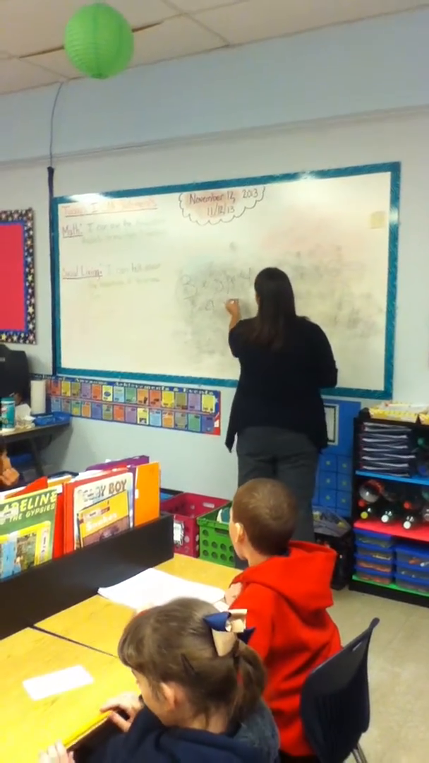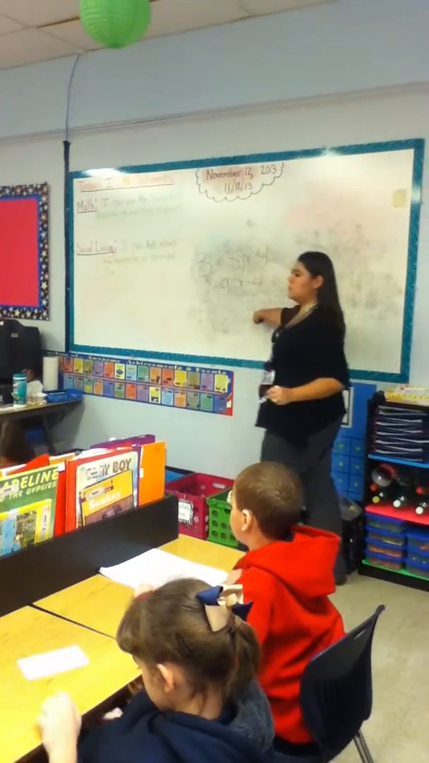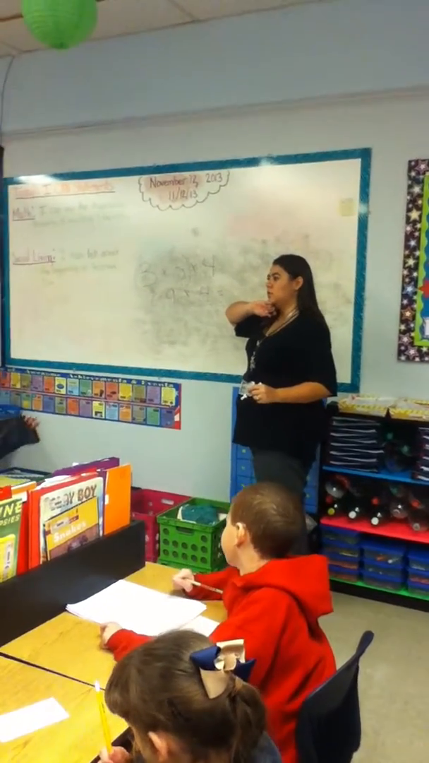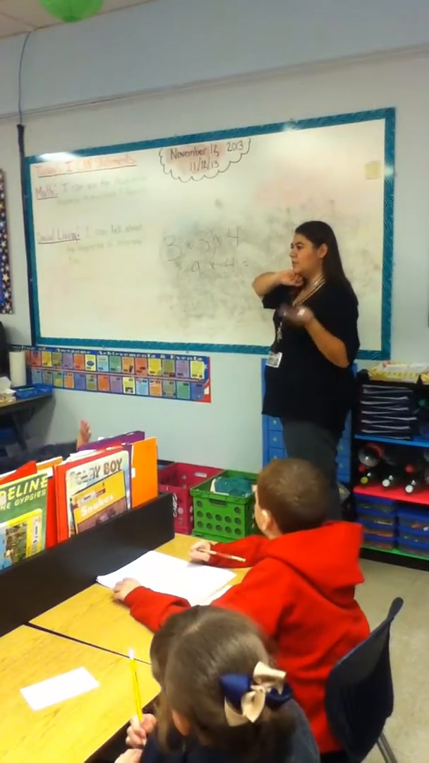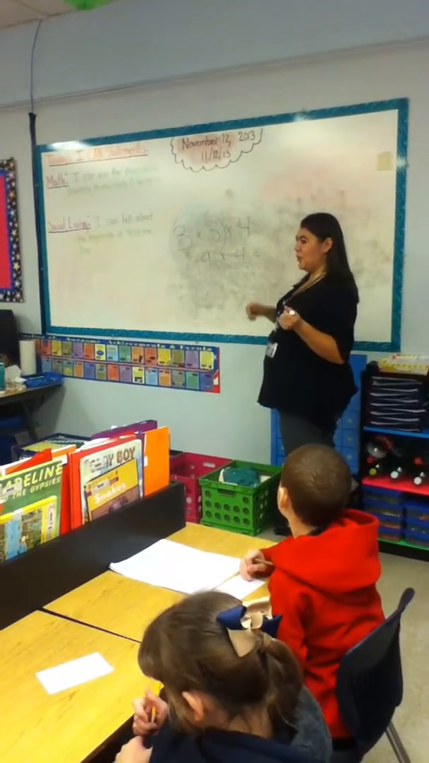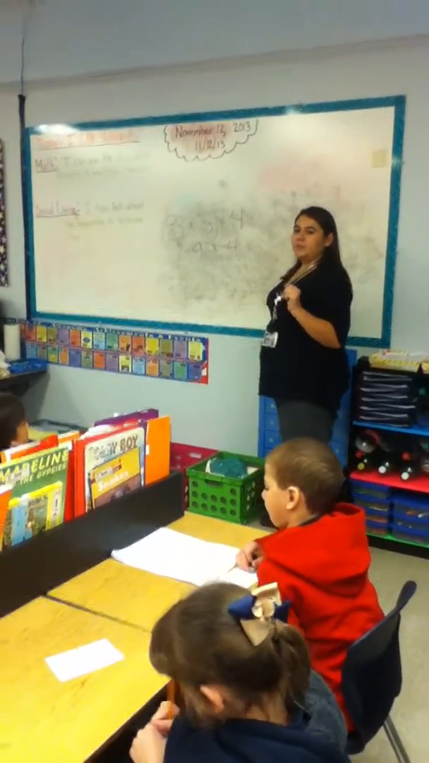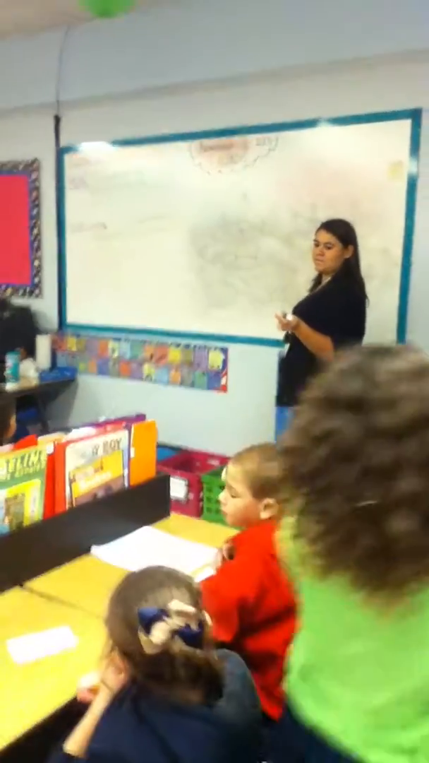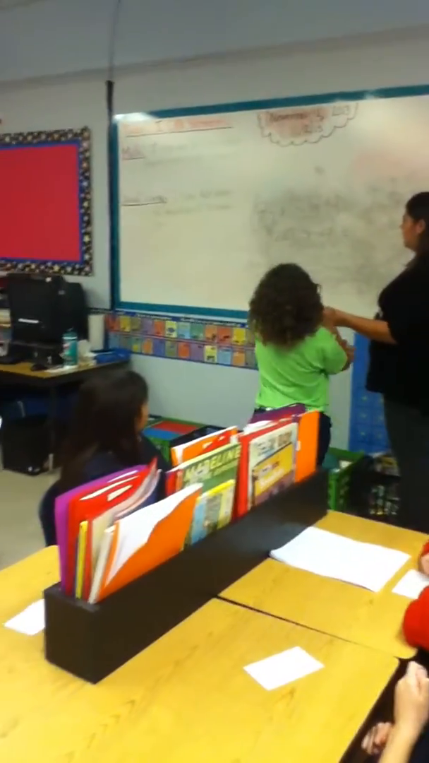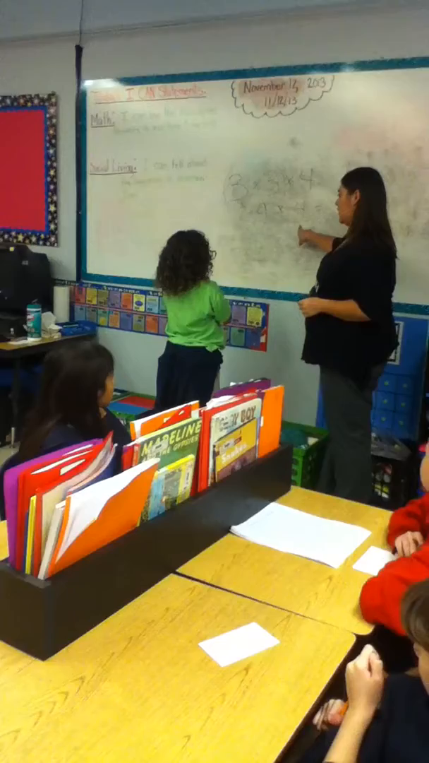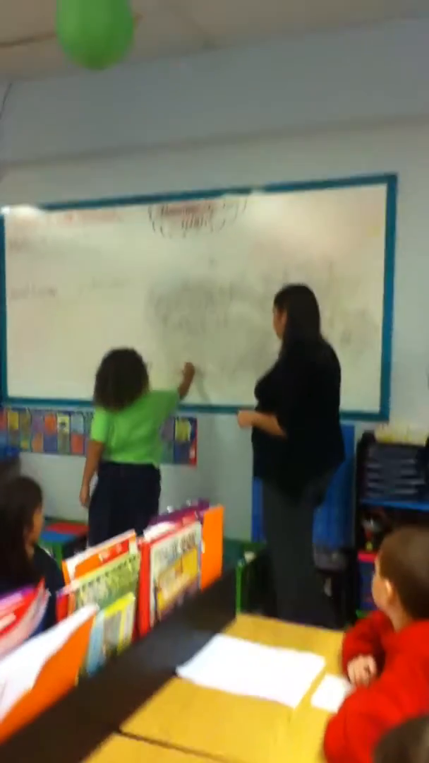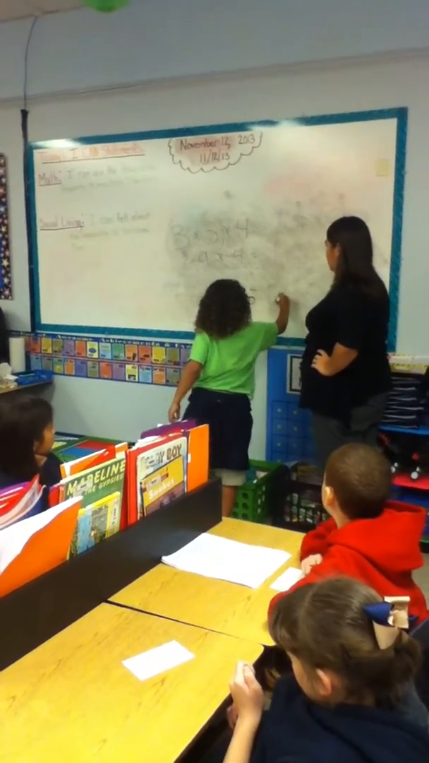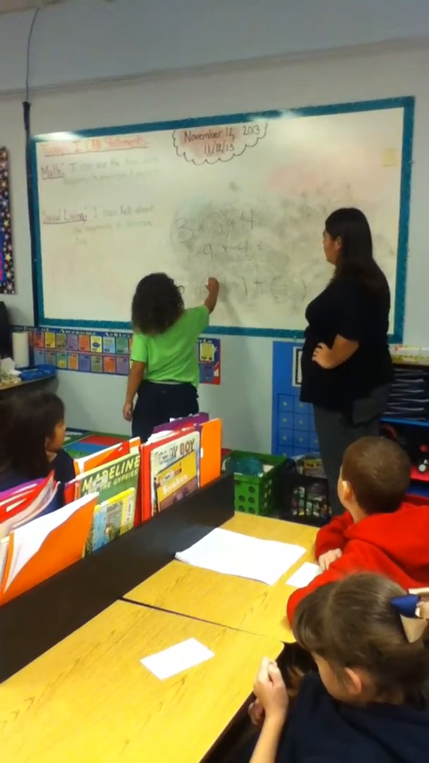Alex? 9 times 4. Well, 9 times 4 is kind of a hard one. So what can we do to break this down? What property are we going to use? Distributive property. Very good. Jericho, why don't you come up here and help me break this down? So we're going to break down 9 times 4. Okay, what number are you going to keep the same?